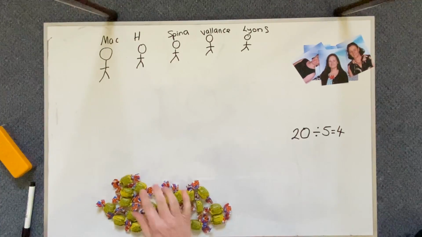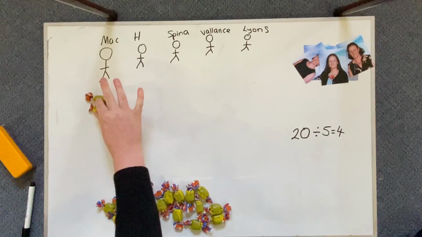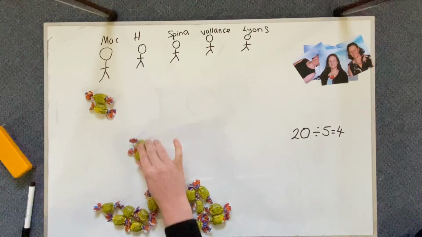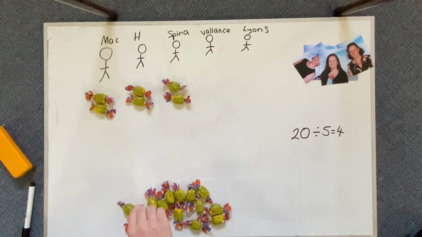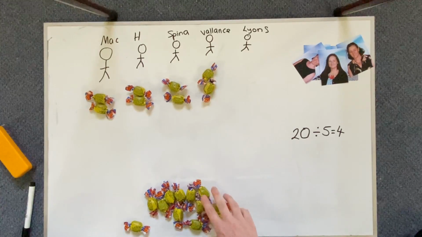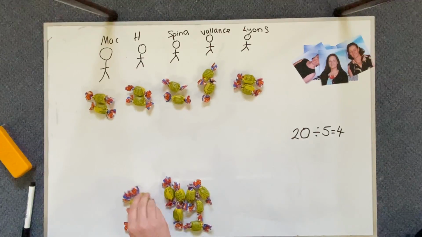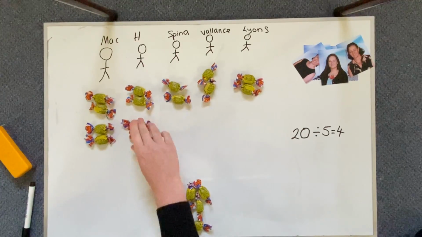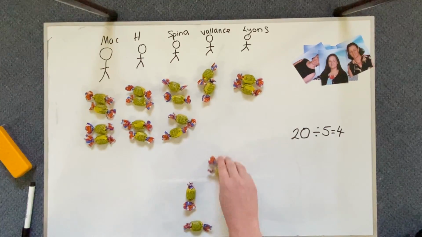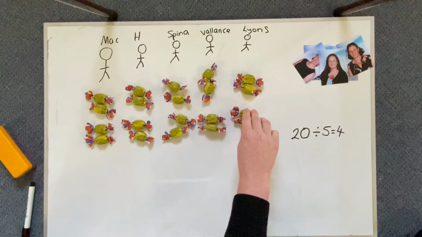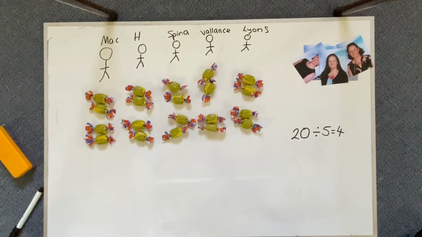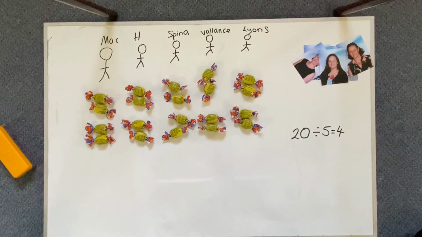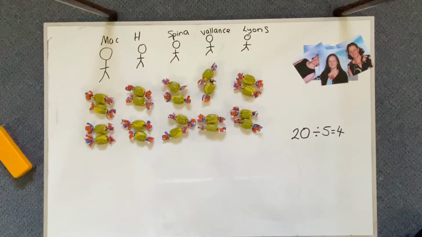Here's my 20 fantails. Let's give 2 to Mrs. Mack, 2 to me, 2 to Mrs. Spina, 2 to Mrs. Valence, 2 here. Might go another 2. 2, 2, 2, 2, 2. Oh, that was a bit quicker. And I can still see that everybody has 4. So sometimes if we have larger numbers, we can also group them like that.